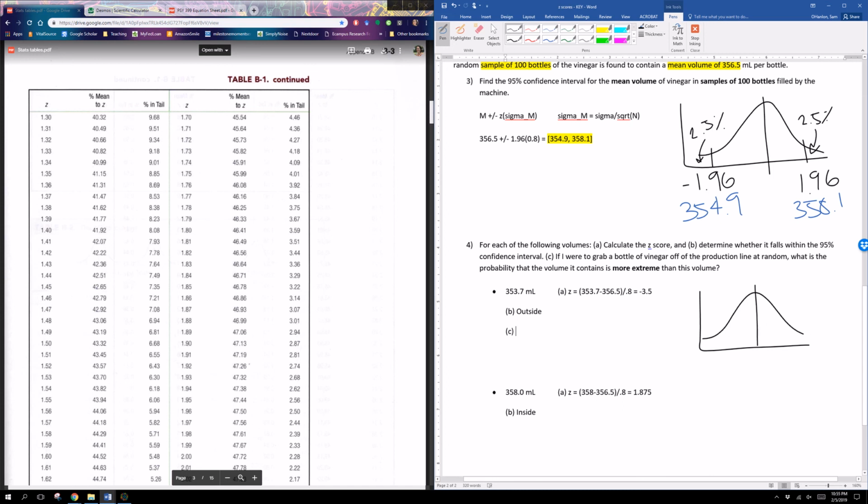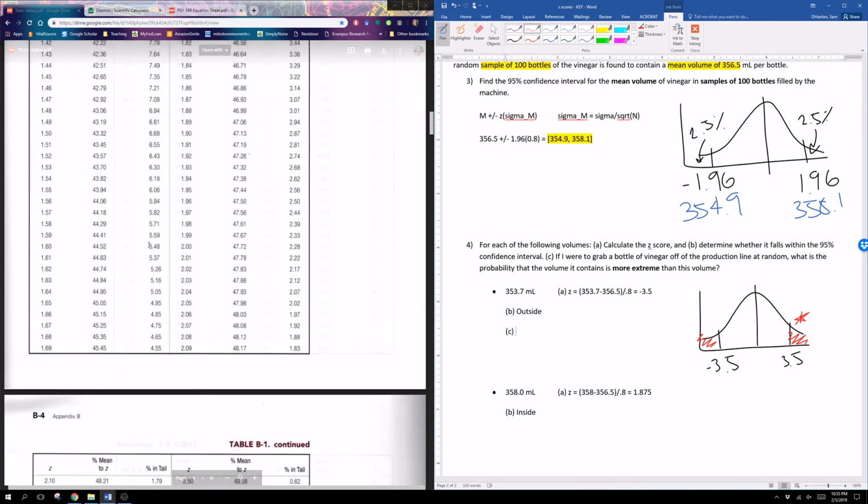So minus 3.5, 3.5. Okay, so we are asked for the probability of getting a score more extreme. So that would be out here. Because this is a symmetrical distribution, this area is the same as this area. And this is the one that's going to be on the table because we only have those positive numbers.